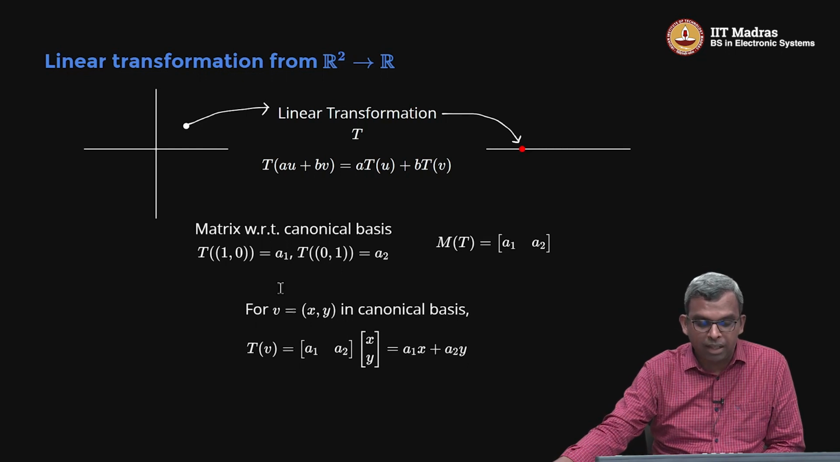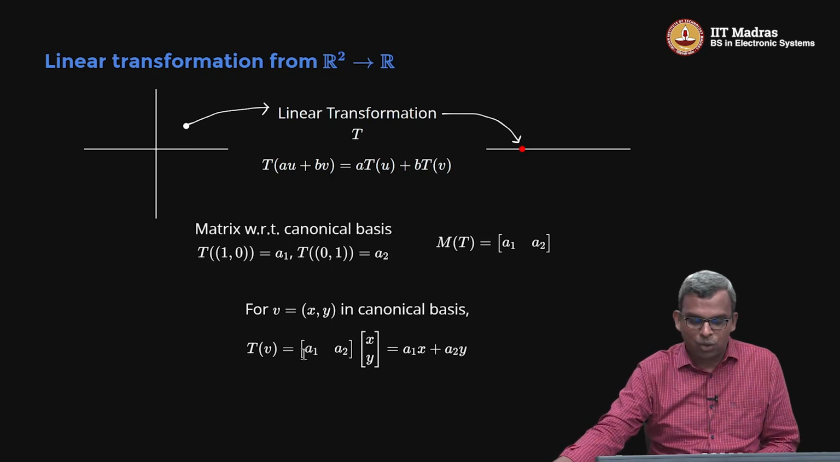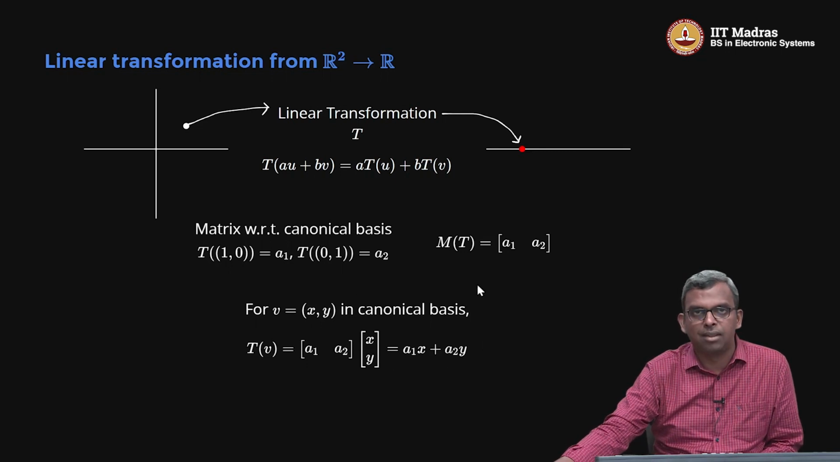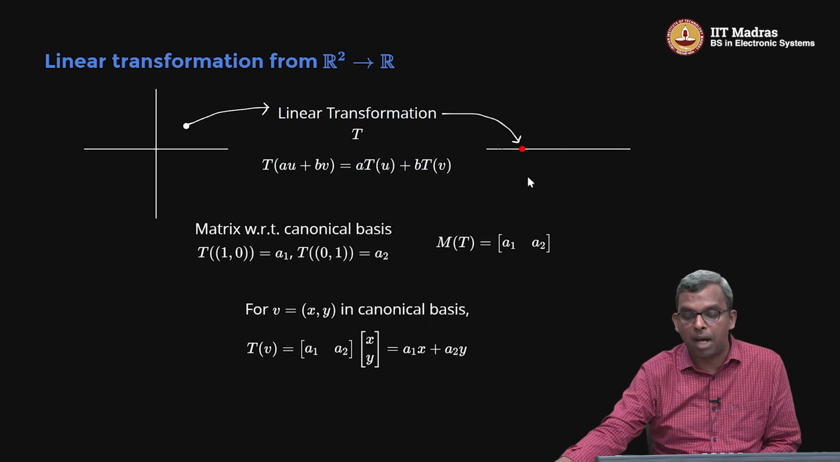What happens for a V which is (x, y), an arbitrary point in the canonical basis? T of V will be this matrix [A1, A2], which is a 1 cross 2 matrix. Previously we were thinking of 2 cross 2 matrices because it went from R2 to R2. Now I am going from R2 to R, so it becomes a 1 cross 2 matrix. A vector of length 2 is input, but the output is a vector of length 1. So the 1 by 2 matrix multiplying a 2 by 1 vector will give you A1x plus A2y. I hope that's clear. So this is a transformation from R2 to R.